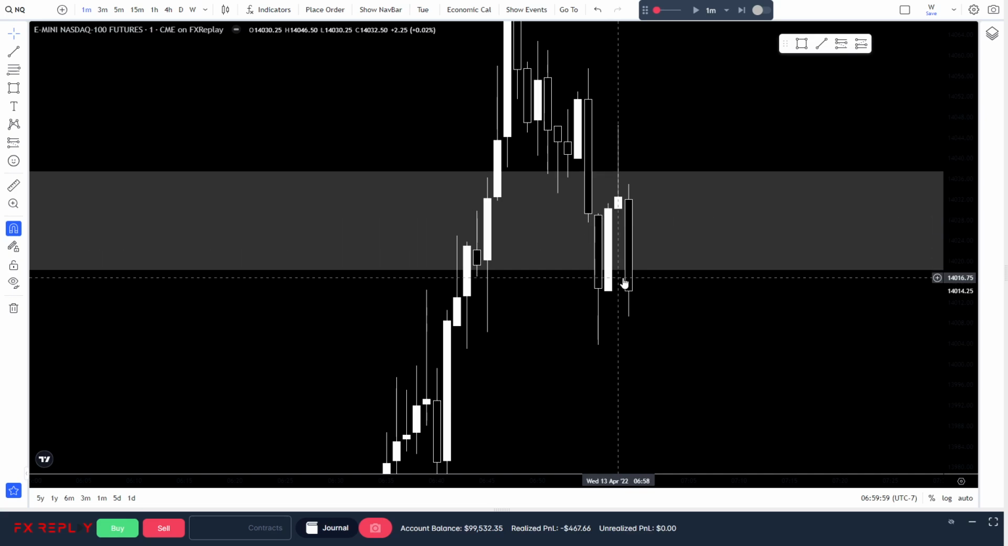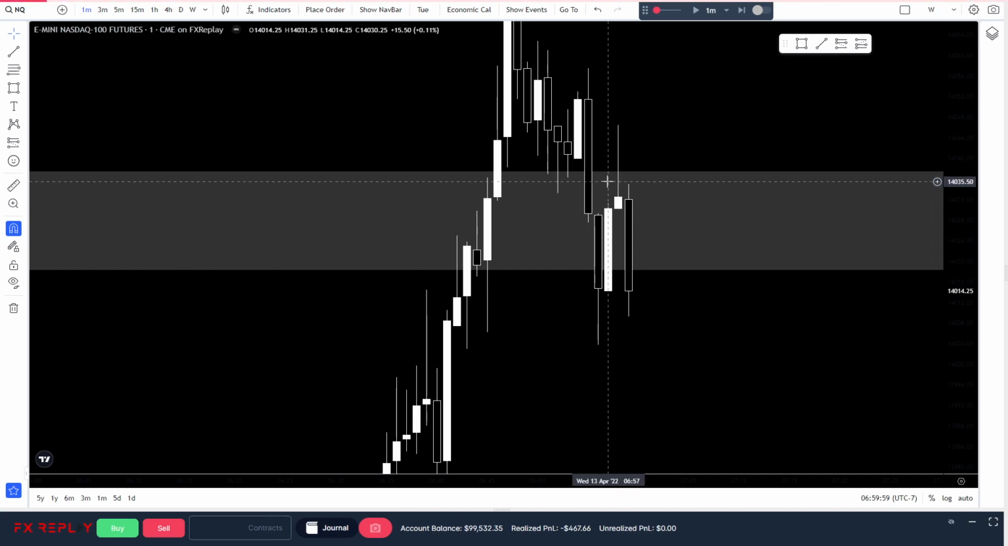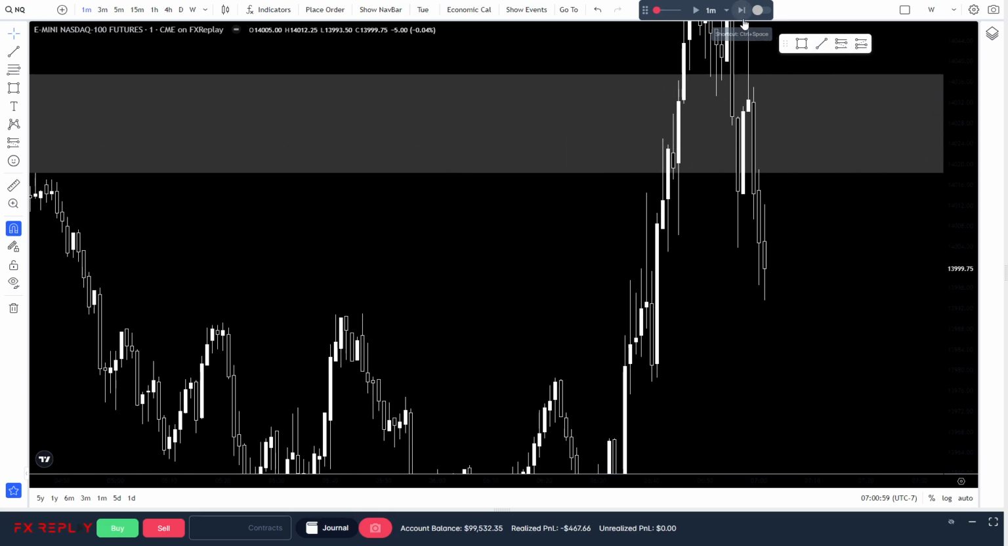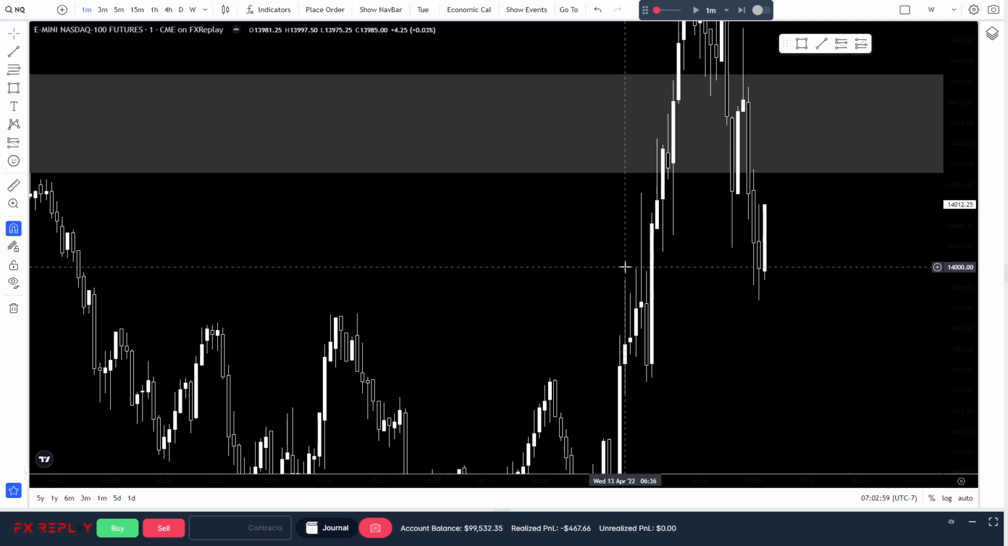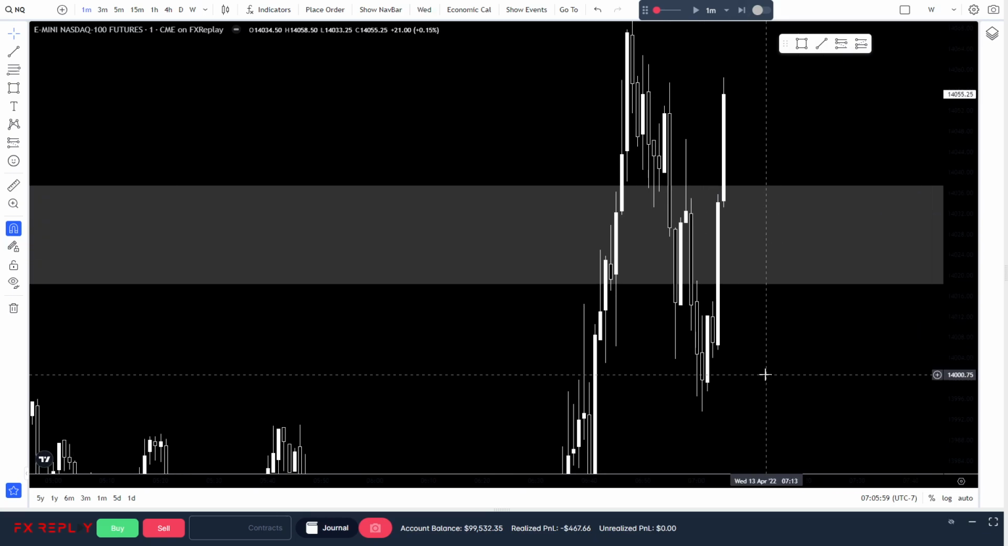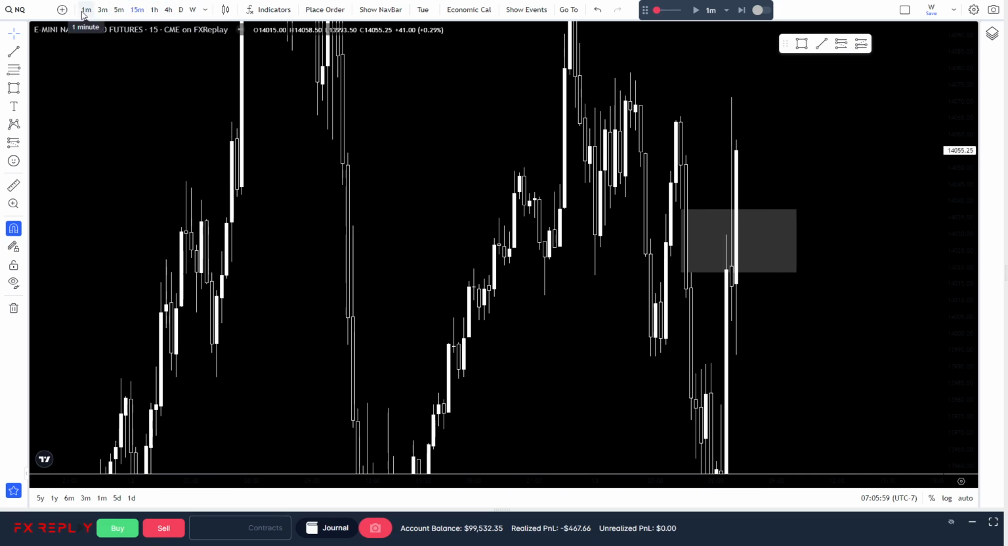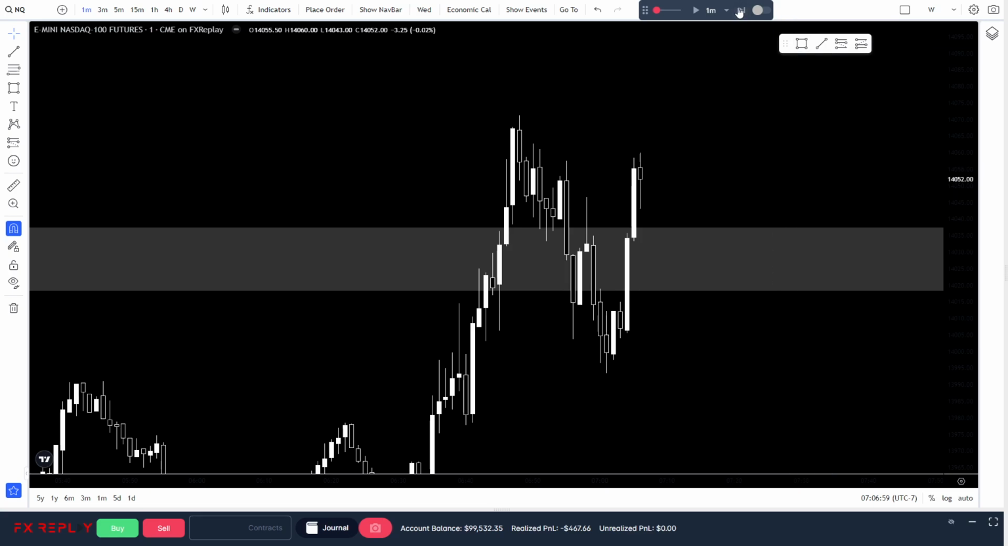I bet that this is a 30-second right here, because you can see how it came down and we came up. This is probably a 30-second fair value gap here, and we just inversed it. Yeah, I mean, that looks pretty clean. So, no, not seeing anything I like too much, but the 15-minute did hold this, so potentially still get some setups.